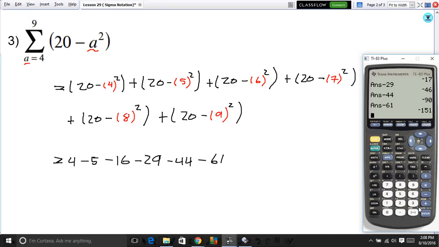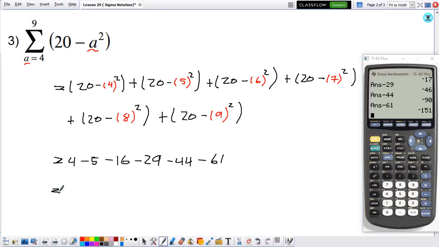So that means that the evaluation for the sigma notation, or just the summation in general, for example 3, it's negative 151. And this is how you evaluate expressions using sigma notation.